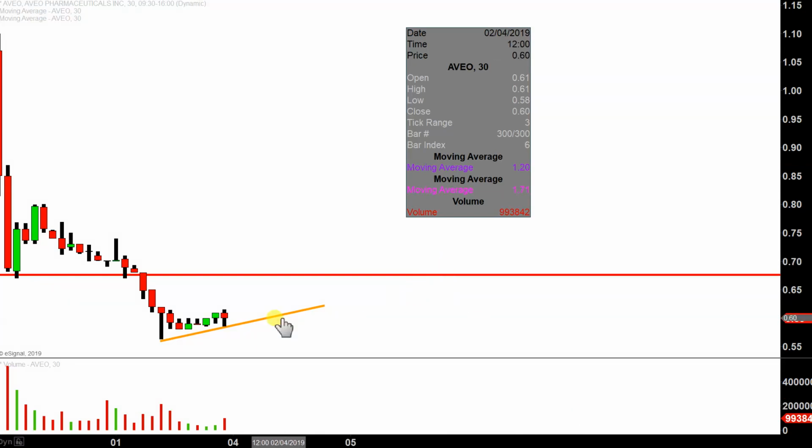Long story short, interesting setup going into next week. It would not be shocking at all to see a bounce up to 67, and from a percentage standpoint, that's still a nice little percentage even for it to go up to 67. So we'll see how next week plays out.